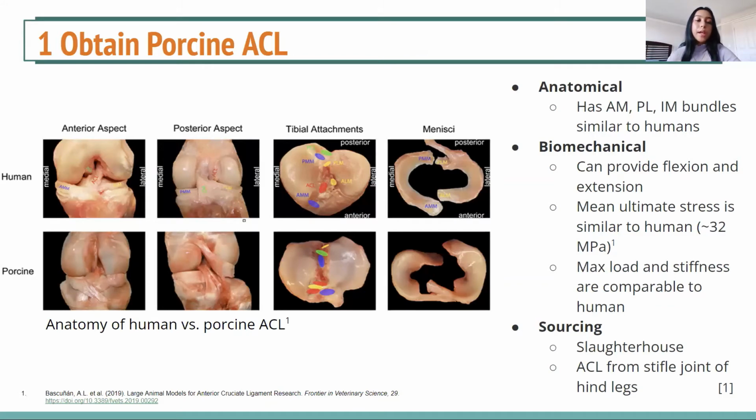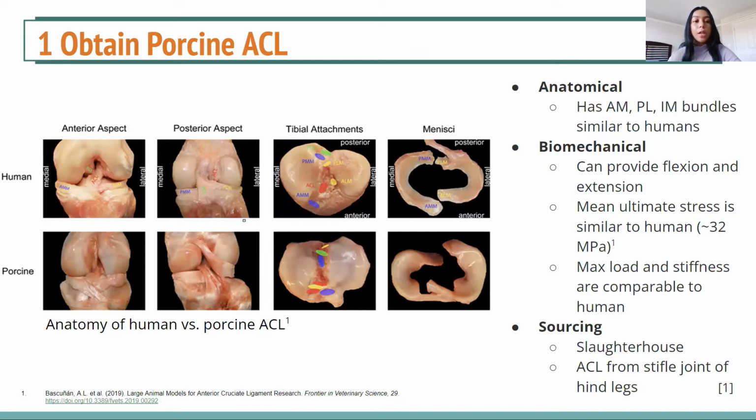The decision to use pig ACL over other large animals was driven by the anatomical and biomechanical similarities, as well as the ease of sourcing. Porcine ACL has the same ligament bundles as the human ACL, which provide both flexion and extension, and is also longer in length than humans.